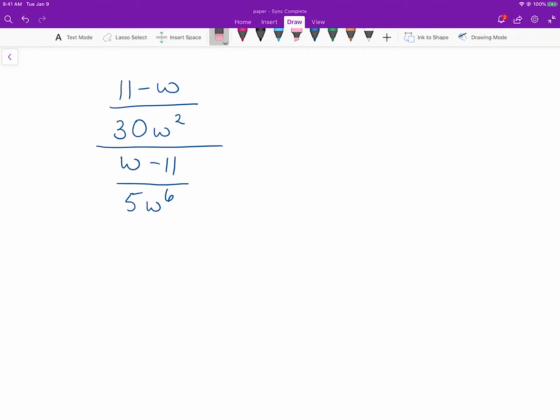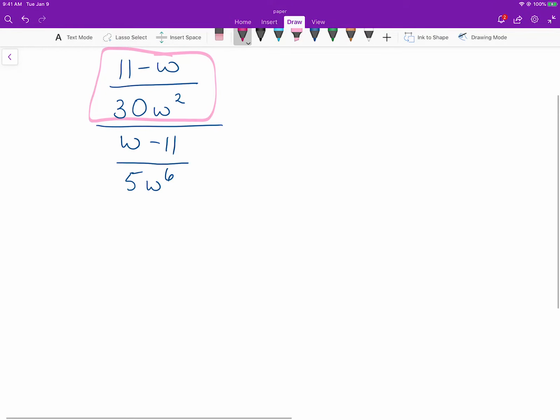Hello, we're going to go through this problem the same way we did the others today. We have two fractions, and when we divide by a fraction, we multiply by the reciprocal. So I'm going to rewrite this fraction, and I'm going to copy the numerator exactly as it is, as 11 minus w over 30 w squared. And now instead of division, we're going to write it as multiplication.